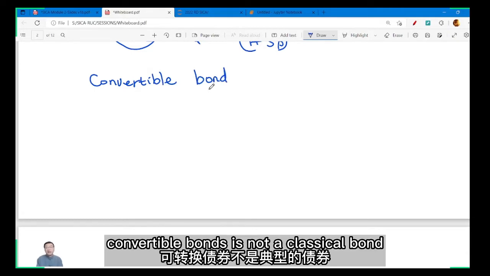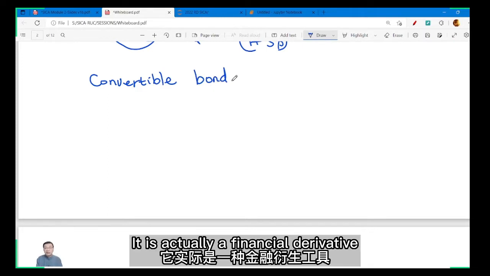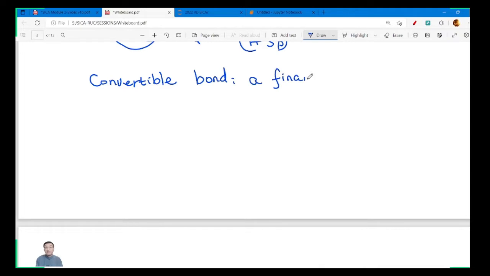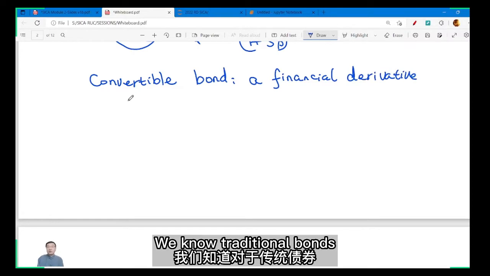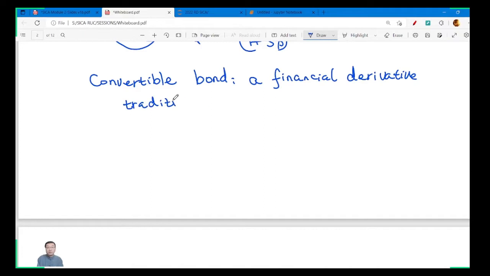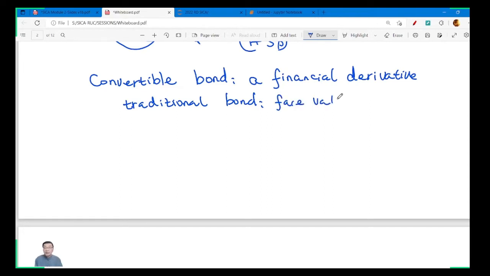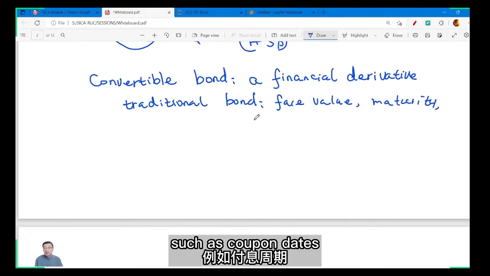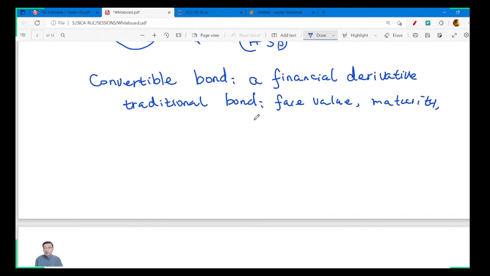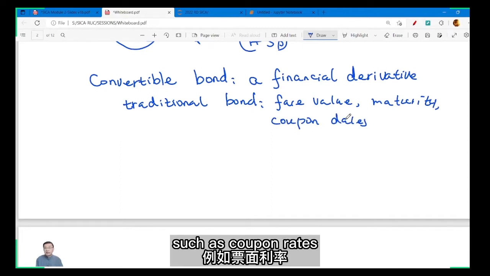First, I have to say convertible bonds is not a classical bond. It is actually a financial derivative. We know traditional bonds. There are some fundamental elements such as face value, such as maturity, such as coupon dates, such as coupon rates.